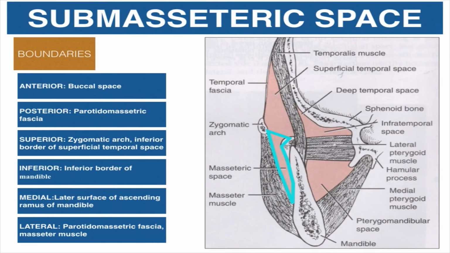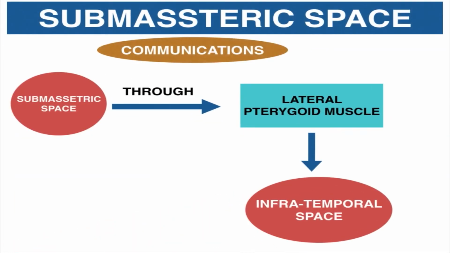The submasseteric space is the space between the lateral aspect of the ramus and the medial aspect of the masseteric muscle with zygomatic arch superiorly. Submasseteric space communicates with the superficial and deep masticator spaces. Through the lateral pterygoid muscle, it communicates with the infratemporal space.